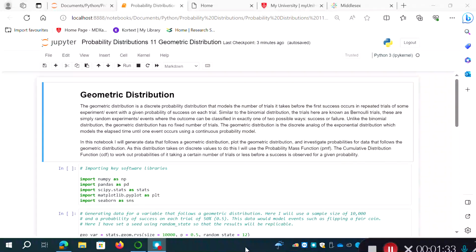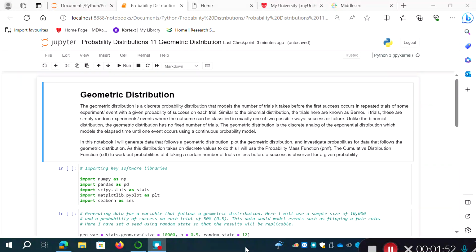So unlike the binomial distribution, though, the geometric distribution has no fixed number of trials. So you remember with the binomial, it was how many successes in n trials, k successes in n trials, or 5 successes in 10 trials, something like that.